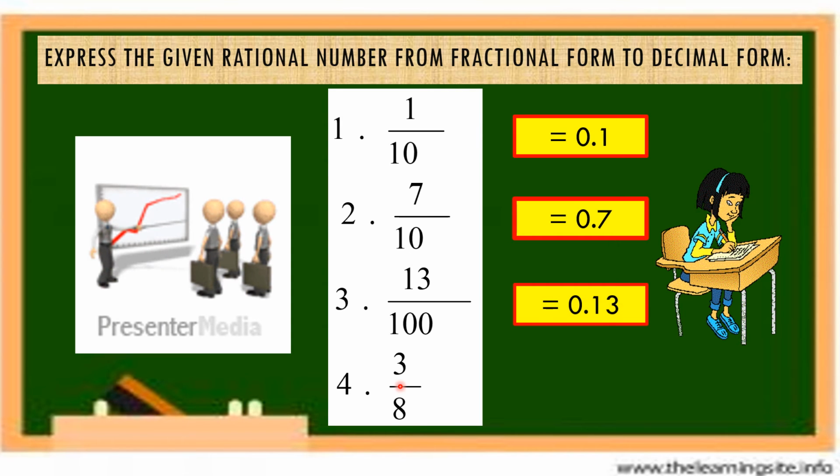13 hundredths. 3 over 8 in decimal form. 3 over 8 in decimal form is 0 and 375 thousandths.